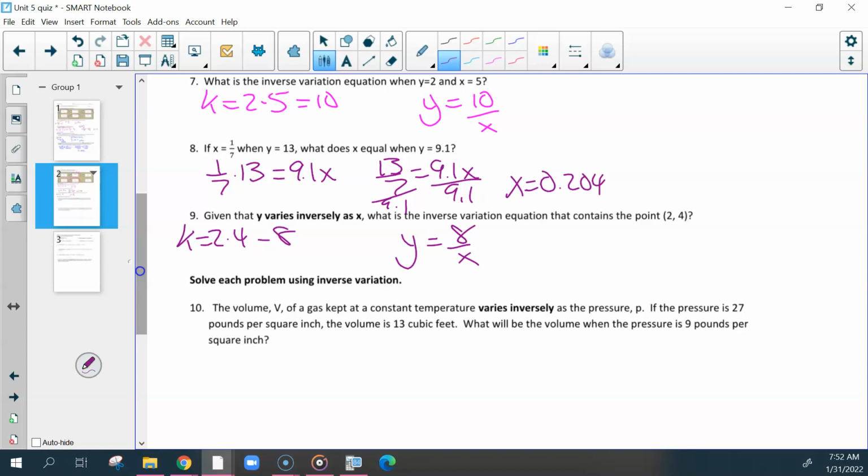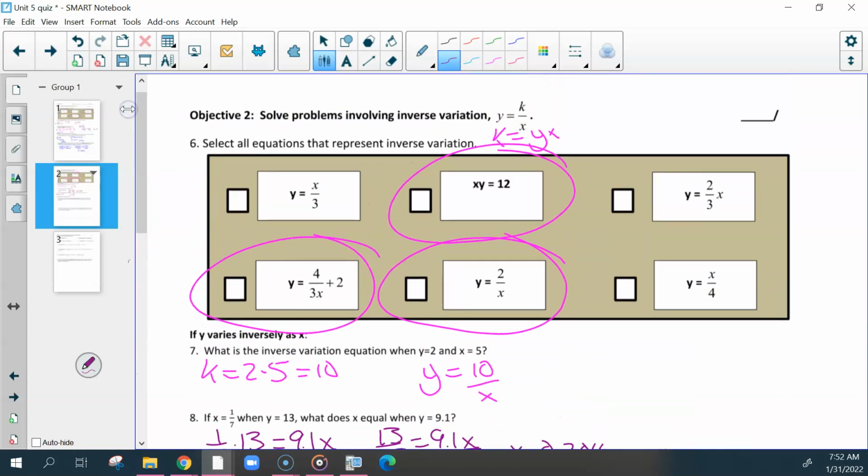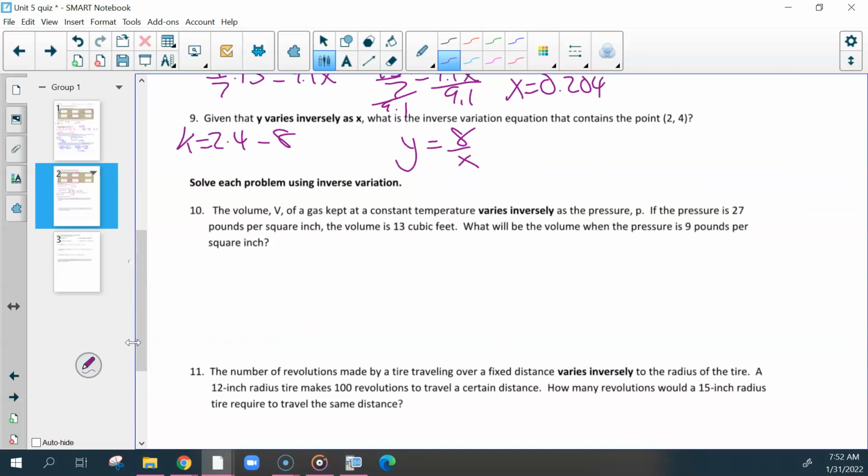For 10, we're going to do the extended way. So for this, you would need to have your equation. This is an inverse. At the top of this page and the direct, it has your equations, so it should be in this format, but if it gives you variables, use those. So this would be V equals K over P. And then here we would need to find our value of K by taking 27 and 13 and multiplying those together. K becomes 351.